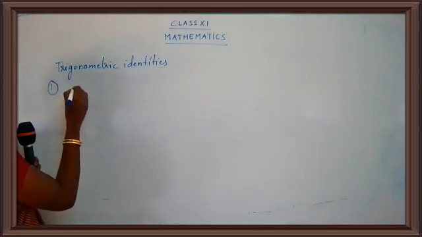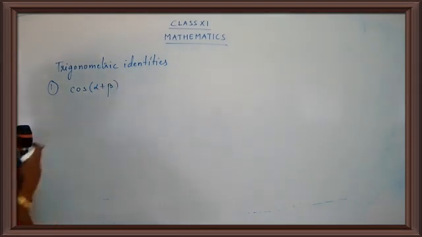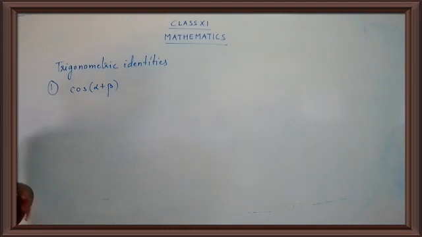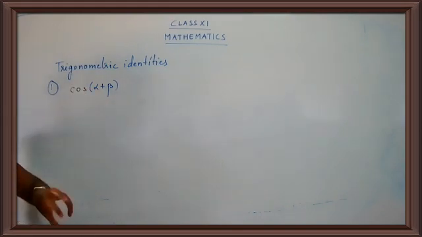Okay, let's go for the first identity. It is cos of alpha plus beta. And you may have a change in the angle. You may have alpha plus beta, you may have x plus y, you may have a plus b, you may have b plus c. So accordingly, you have to change the formula. You just have to change the angles accordingly.